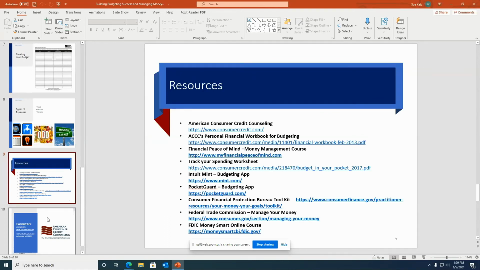For the budgeting workbooks, we have things like what's on our website, the book that you're going to be getting after this class. You also have other tracker things like Intuit's Mint Budget app or Pocket Guard. FDIC Money Smart online courses are another way to learn more in depth about money, and also to share those things with your children. But there's a lot of different guides out there and ways to think about it. But staying focused on planning before doing is the number one key to unlock the potential.